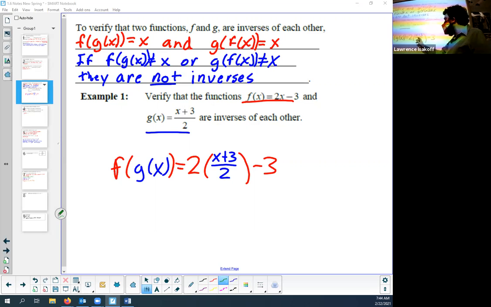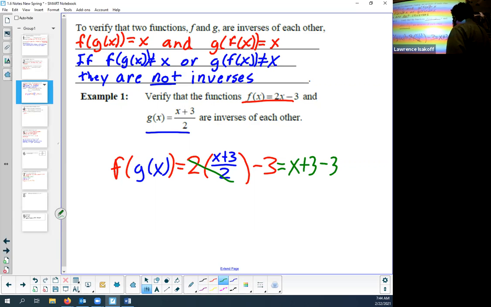If I do 2 times this, there's a 2 in the denominator, those easily cancel out, giving me x plus 3 minus 3.